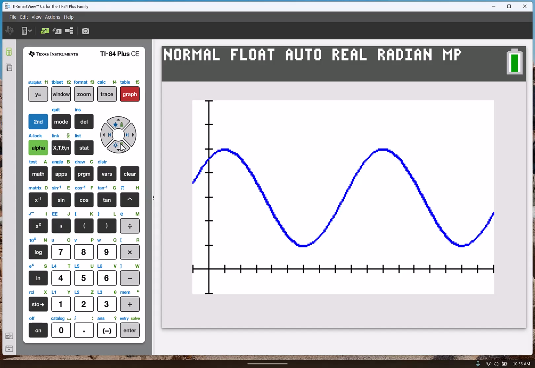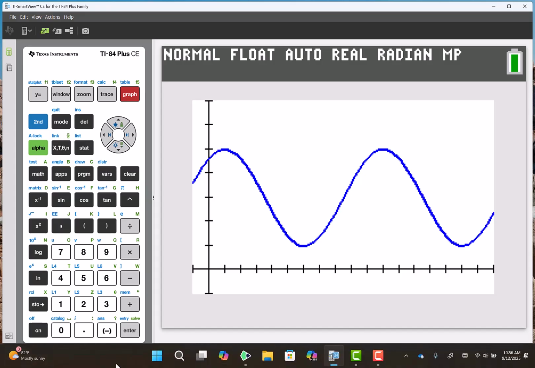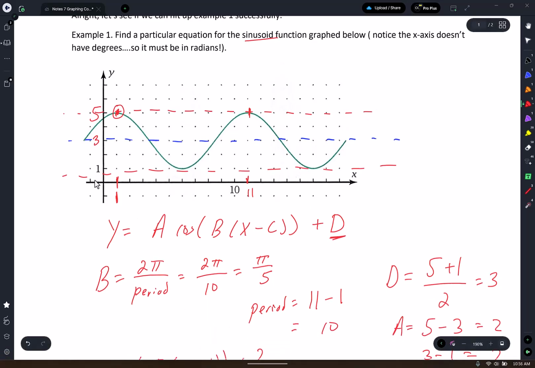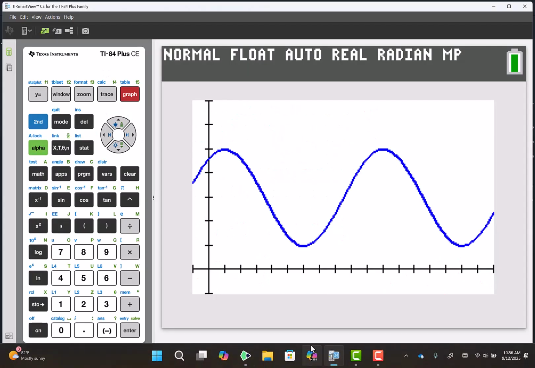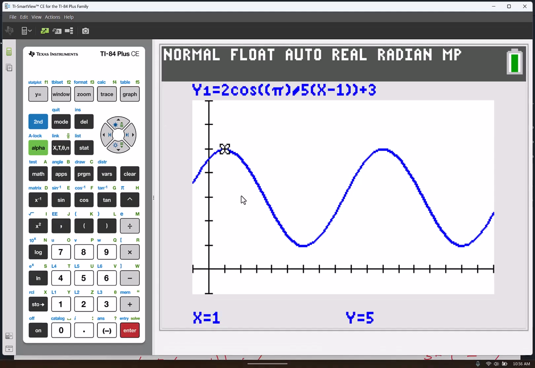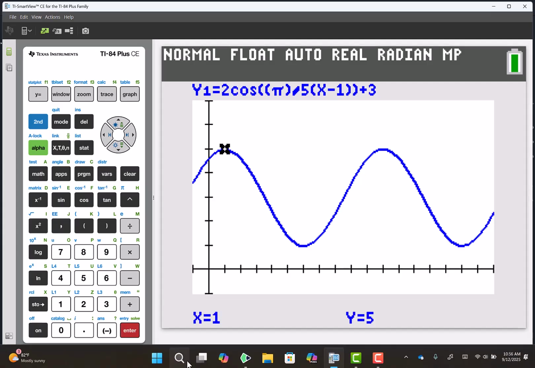Okay, here's how you check to see if this is 100% legit. I know that I have a max at 1. So on your graph, if you push the trace button and I push a 1, I better see that 5 right there. Do you guys see how we did that? Once you push trace once, you don't have to push it again.